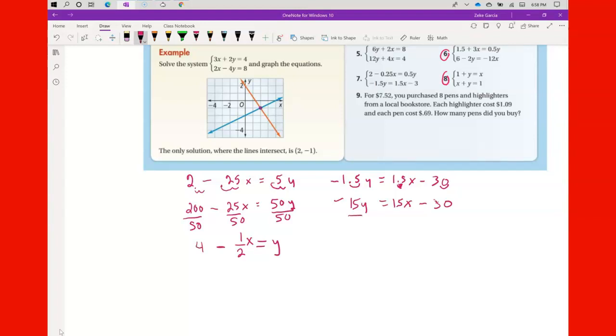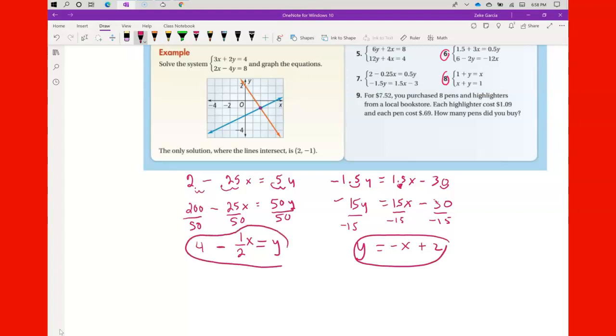Here you divide by negative 15. So you have y equals negative x, and this is plus 2. So our first equation is y equals negative x plus 2. Our second equation is 4 minus 1/2 x equals y. So we've got to double check. So that's 25, 50, that's 200. 200 divided by 50 is 4.